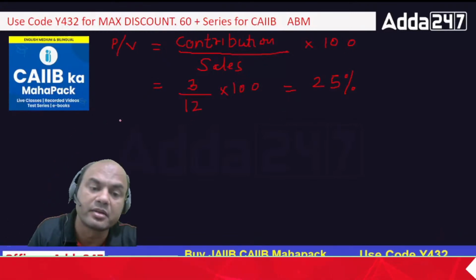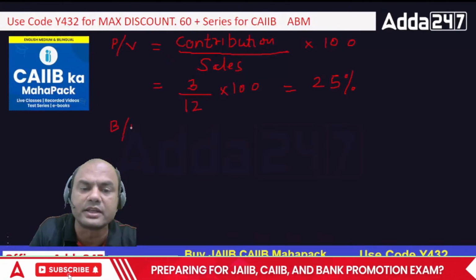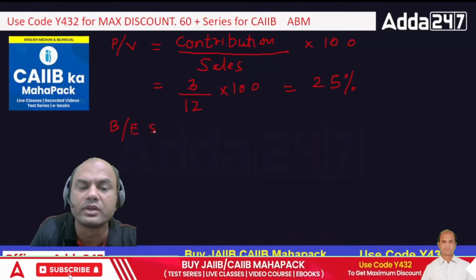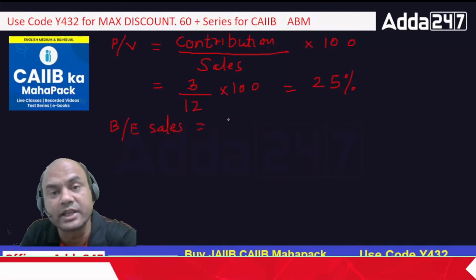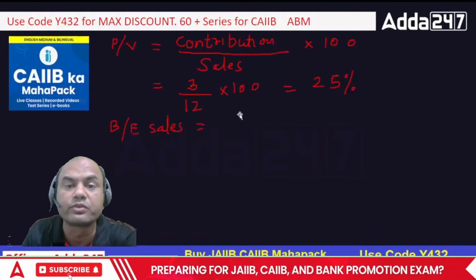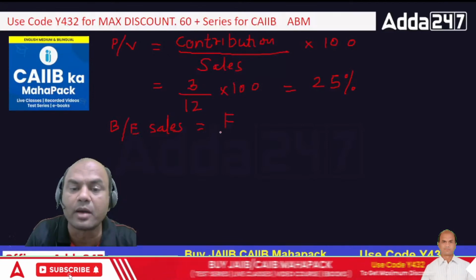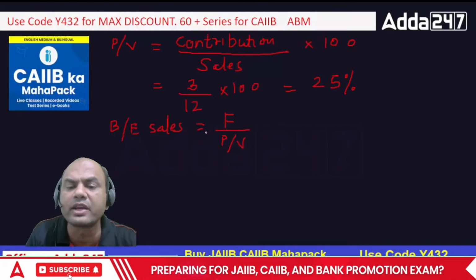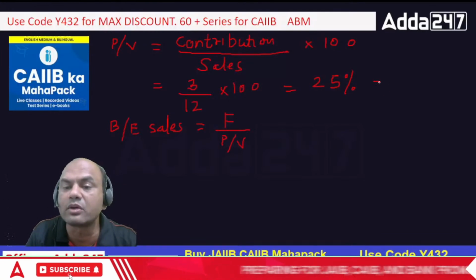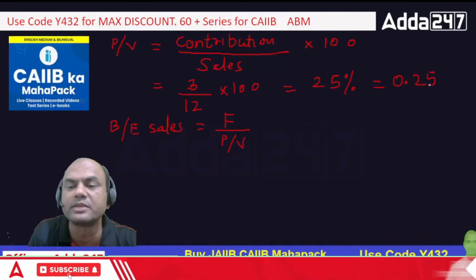So let me write it. Break-even sales, or I'll write BE sales, equals fixed expenses upon PV ratio. So fixed expenses F upon PV ratio. You can take PV ratio as 25% or 0.25. If I remove the percentage, it becomes 0.25.